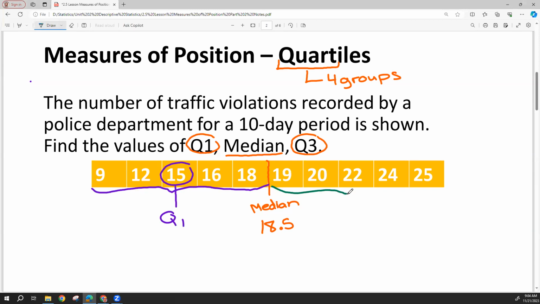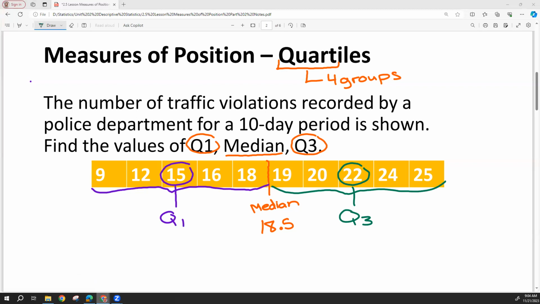If we look at the upper half of our data, the value in the middle, the median of that upper half is going to be our Q3, quartile 3. So our Q1 value, our quartile 1 value here is 15. Our median is 18.5, and our quartile 3 is 22.